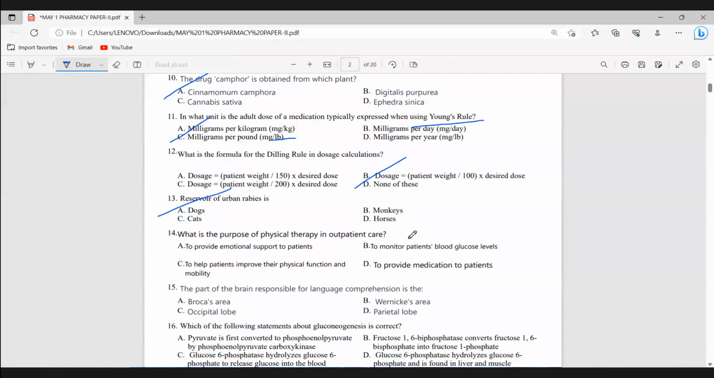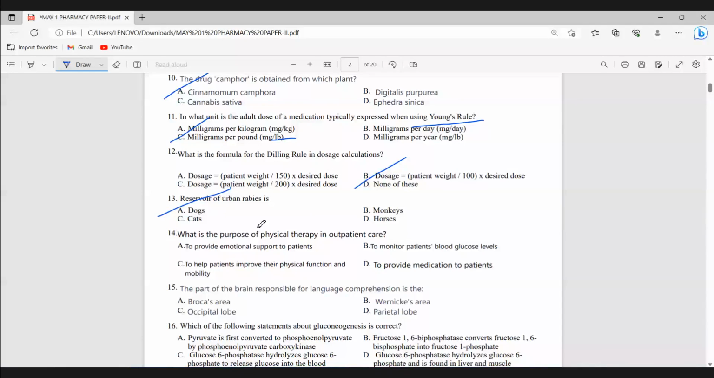Note down these formulas once: Young's, Dilling's, Fried's rule. After the completion of your paper discussion, I'll give you the formulas for Young's, Dilling's, Fried's. If you don't have them, I'll give you at the last.